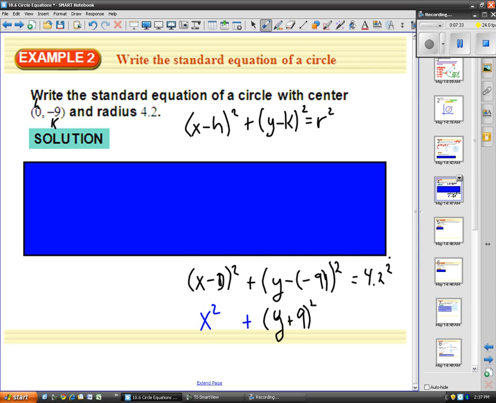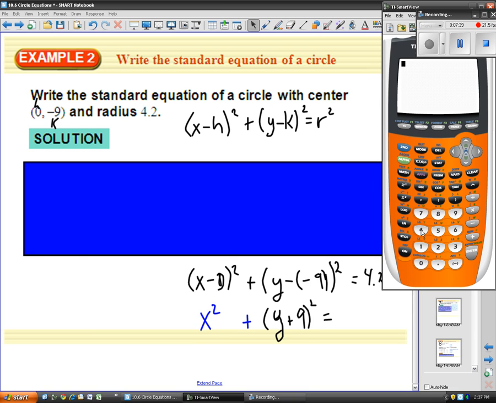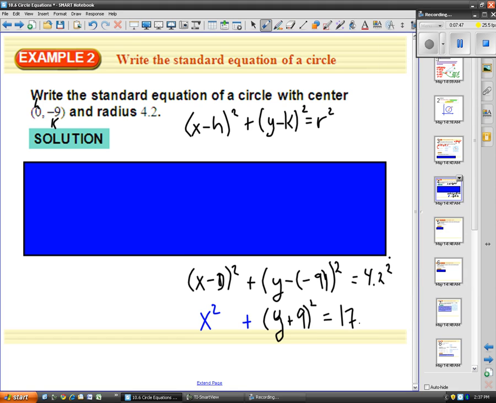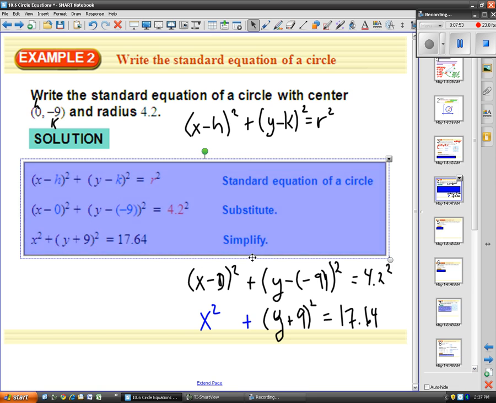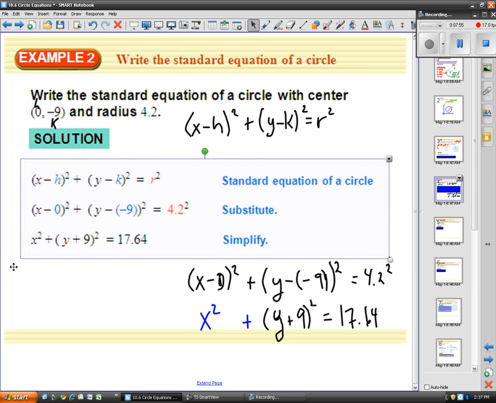So I'm going to get out my calculator to find out what 4.2 squared is. 4.2 squared is 17.64. So there is my standard equation for the equation of the circle. So there it is. You can see, follow the steps, copy them down. They're the same steps as I have there. It's just a matter of going through and writing out the equation of the circle.